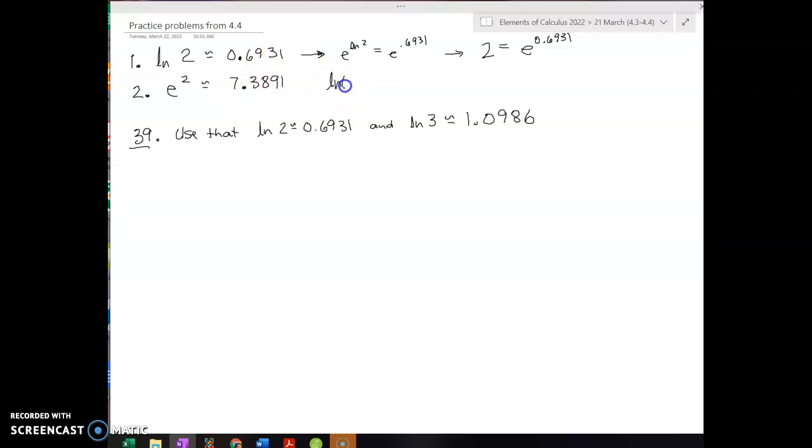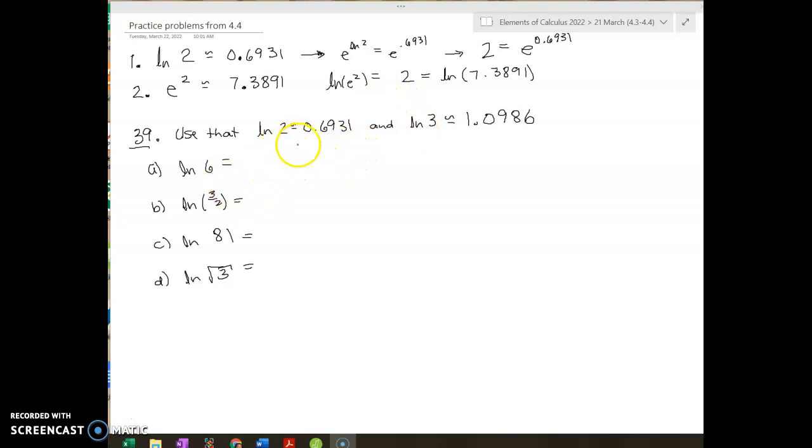is just 2. And the natural log of the right-hand side then would be natural log of 7.3891. And you should check that with your calculator. Punch in natural ln, there should be a button on your calculator, of 7.3891, and you should get 2.